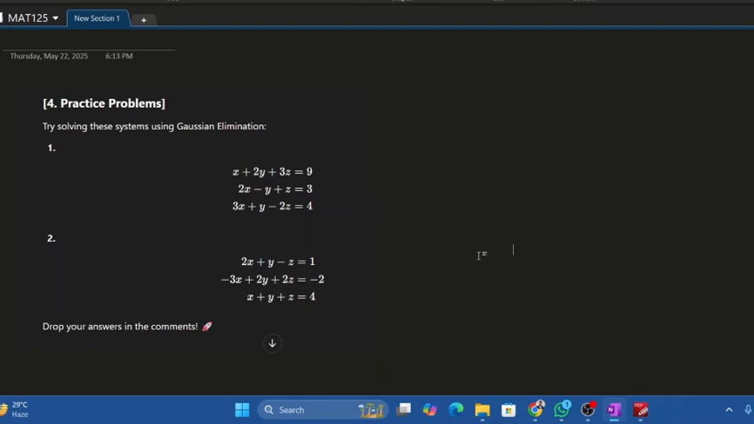See you for today, and in our next lesson we will dive into matrices and matrix operations, exploring how they make solving equations even more efficient.